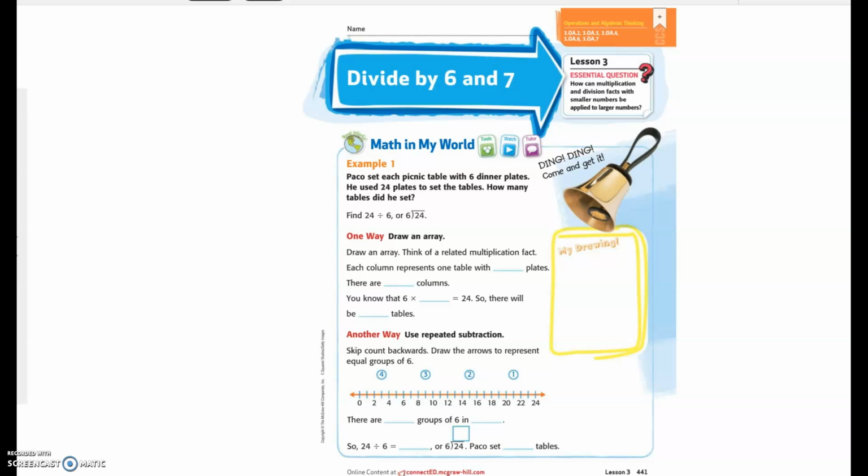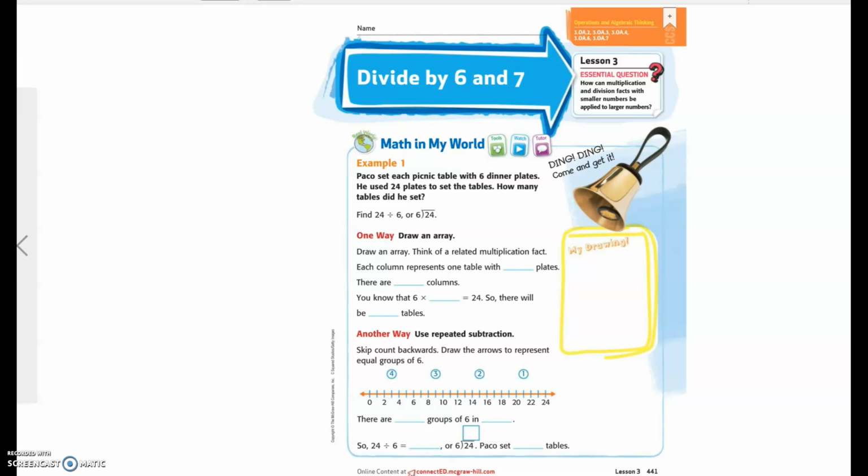Let's get into Chapter 8, Lesson 3. Divide by 6 and 7. In our last lesson, you practiced multiplying with 6 and 7, and now we are going to divide. Let's take a look at example number 1.